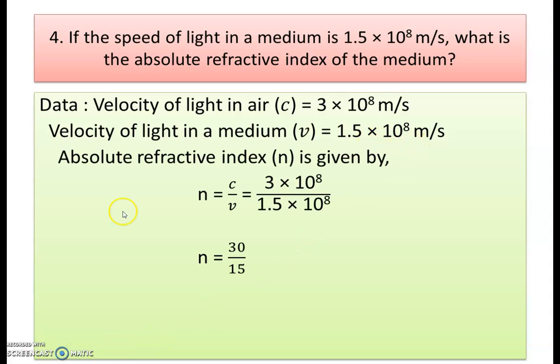So the absolute refractive index is given by n equal to c upon v. Here c is velocity of light in air and v is velocity of light in medium. The velocity of light in air is 3 into 10 raised to the power 8 divided by velocity of light in medium, 1.5 into 10 raised to the power 8. 10 raised to the power 8 and 10 raised to the power 8 will be cancelled. So the last equation will be n equal to 30 divided by 15. The final answer is 2. That means the absolute refractive index of the medium is 2.